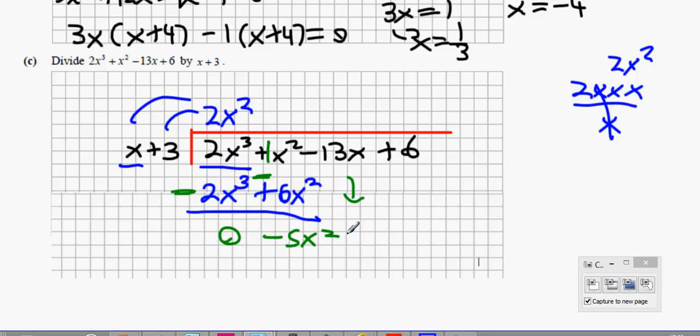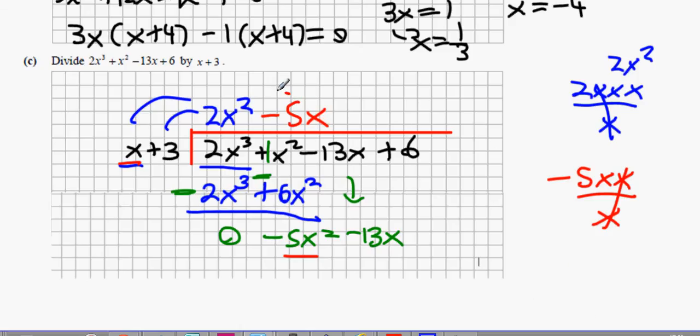Bring down the 13x. Next step is, how much does x go into minus 5x squared? Minus 5x squared divided by x goes in minus 5x times. So we're going to multiply minus 5x by x, and minus 5x by 3. So we get minus 5x squared, and minus 5x by 3 is minus 15x.